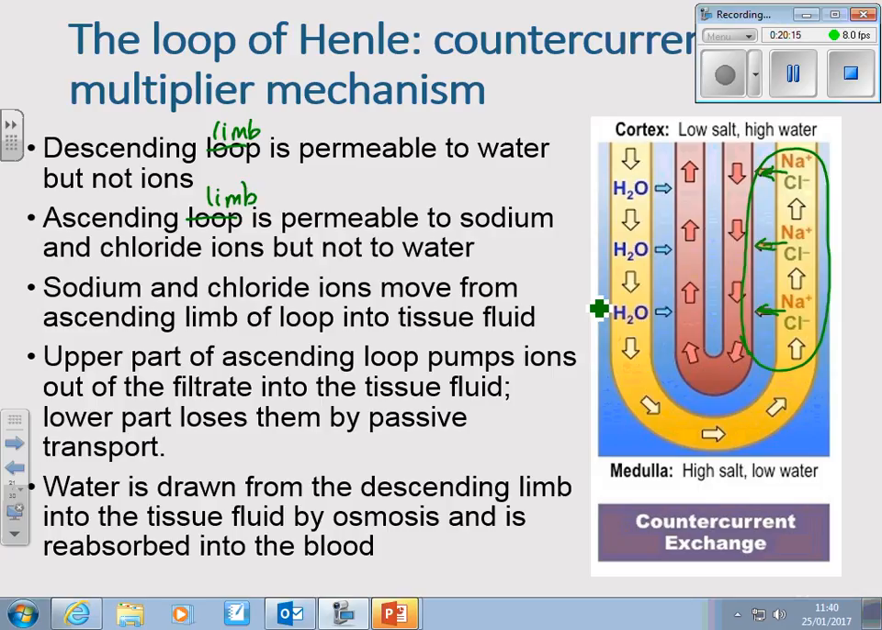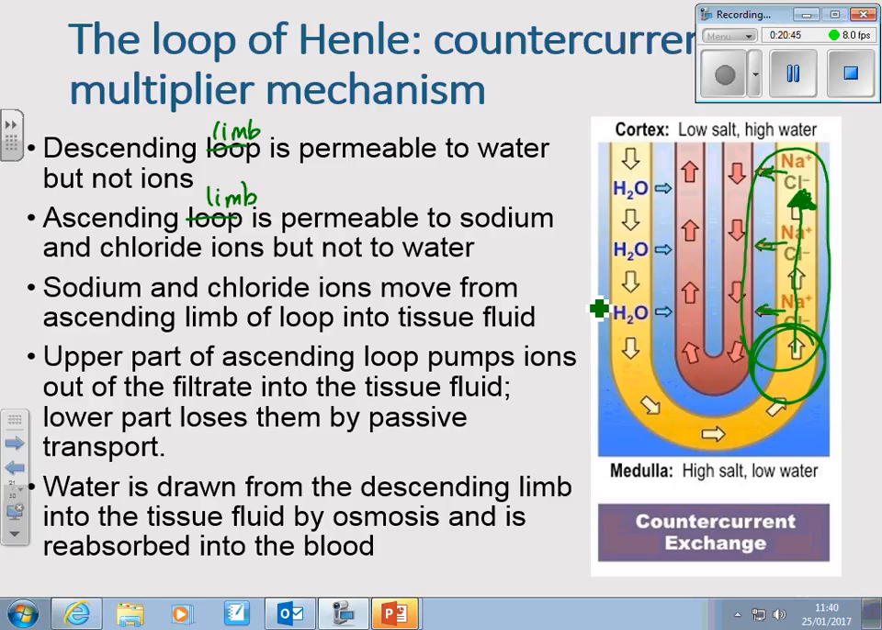Now, at the bottom end of the loop, down here, there's enough of a concentration difference for them just to diffuse out. But the further up the loop you go, because some has diffused out there, you've now got less of a concentration difference as you go up this side. So as you head up the ascending loop, you've actually got a harder job for diffusion.